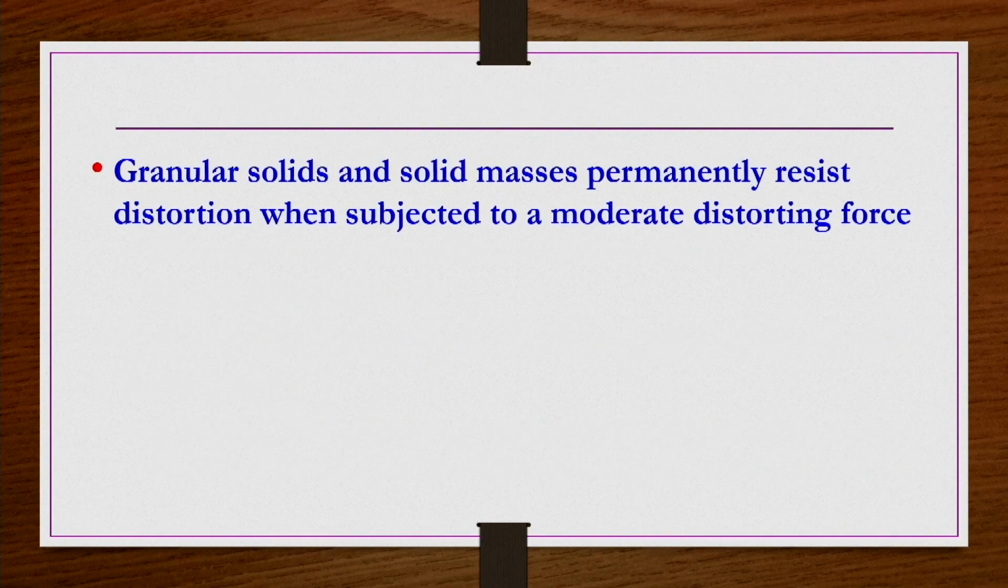Further, granular solids and solid masses permanently resist distortion when subjected to a moderate distorting force. So, if you have a Newtonian fluid, when you apply a force, then it will continuously deform as long as the effect of that force exists on the fluid elements. But in the case of granular solids or solid masses, as long as the external distorting force is in the small and moderate range, the granular solids and solid masses permanently resist distortion and they will not flow.